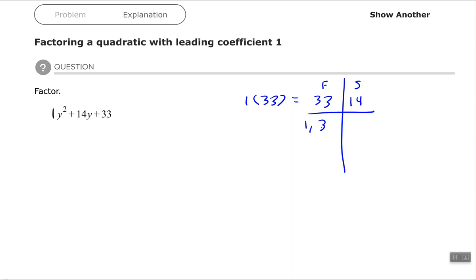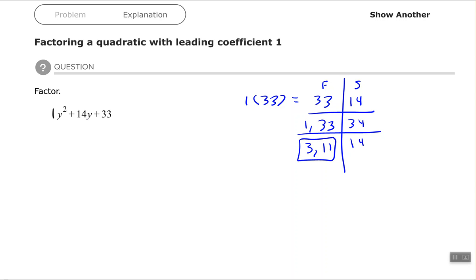We know that 1 times 33 is 33. First of all, look at this. I see that 33 is positive, so I know that I either have to have 2 positive or 2 negative numbers. Since I'm trying to get a sum that's positive, that tells me that I should have 2 positive factors. So 1 plus 33 gives us 34 if we add those together. 2 won't go into 33, but 3 will. 33 divided by 3 is 11. If I add those together, that gives me 14. That's what we were looking for. So I'm going to use the numbers 3 and 11.